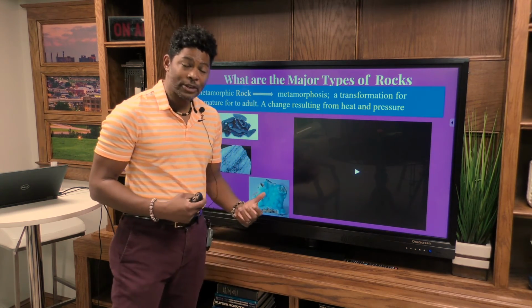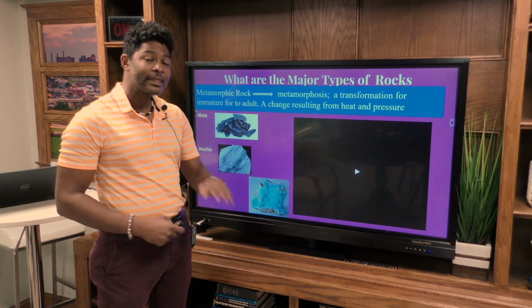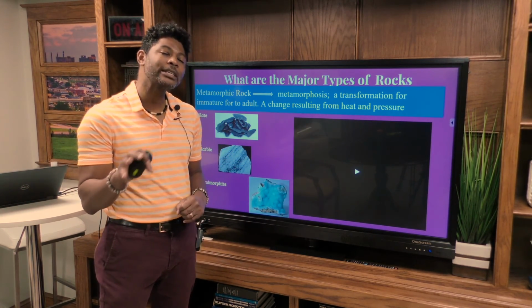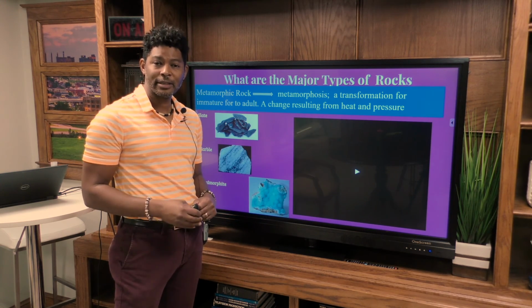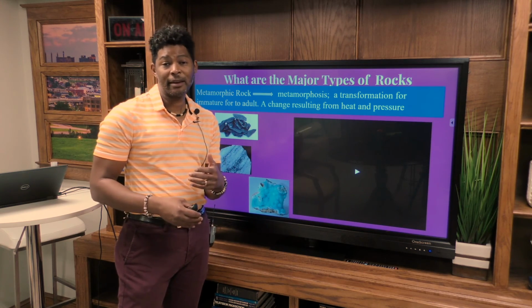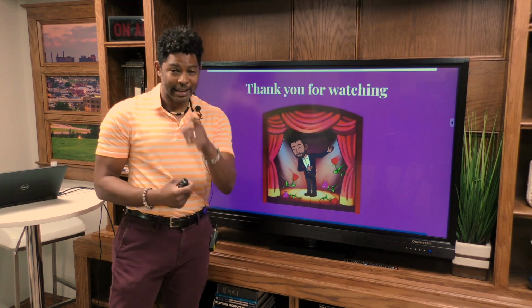So now that we've gone over the major types of rocks, the next time I see you, we're going to actually look at the physical characteristics and real life rocks so that you can practice being a geologist on your own. I hope that you have a great morning, and I'll see you next week.